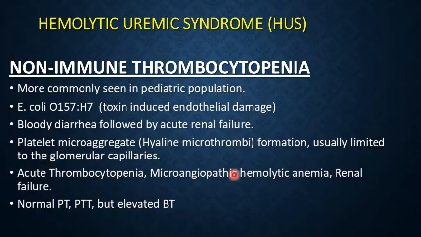Hemolytic uremic syndrome is a non-immune thrombocytopenia, most commonly seen in the pediatric population. The most common cause is E. coli, a certain type of bacteria, strain O157:H7, with toxin-induced endothelial damage. Another type of bacteria, Shigella, also caused an epidemic one day in camping students who ingested beef burger contaminated with this type of bacteria, which led to bloody diarrhea and later on acute renal failure.